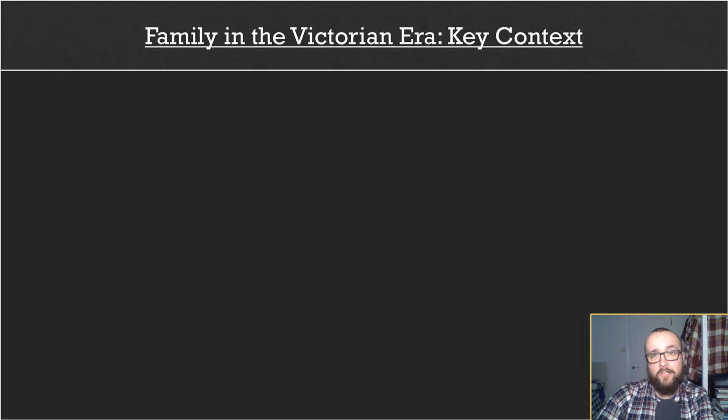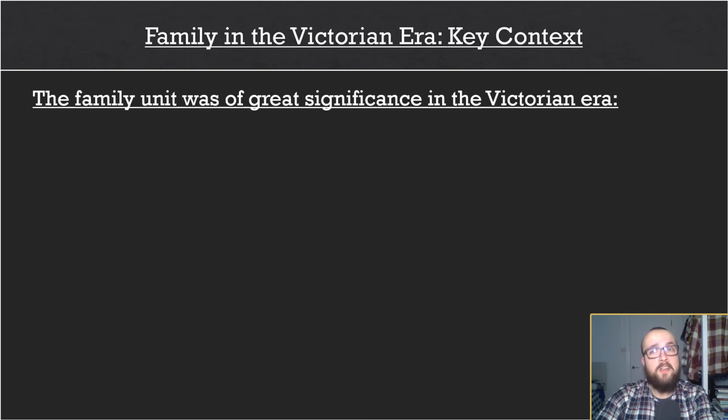Okay, so I promised some contextual information, so here it is. For most exam boards, the ability to apply contextual information to your analysis of A Christmas Carol is super important. But the thing is, you can't do that if you don't know any context, right? So here we go. First of all, I should probably start this section of the video by telling you that the family unit was of great significance in the Victorian era. Now this piece of information totally underpins our entire discussion of Victorian families.